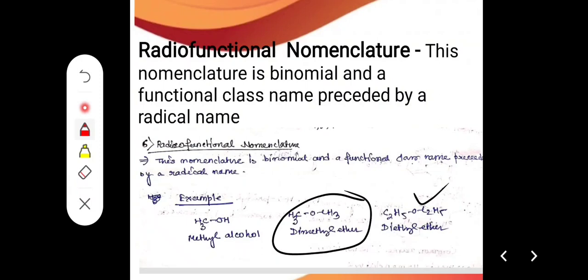Radicofunctional nomenclature. This is a binomial name, a functional class name preceded by a radical name. Radical name means if we imagine homolytic fission, which type of radicals are produced. By this analogy, we can name the compound. That is dimethyl ether. If homolytic fission happens, 2 methyl radicals are produced, so we can term it as dimethyl, and oxygen is attached to both of them. So by this analogy, we say dimethyl ether, and that is the radicofunctional nomenclature.